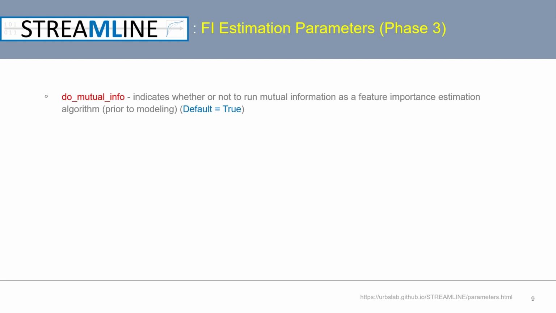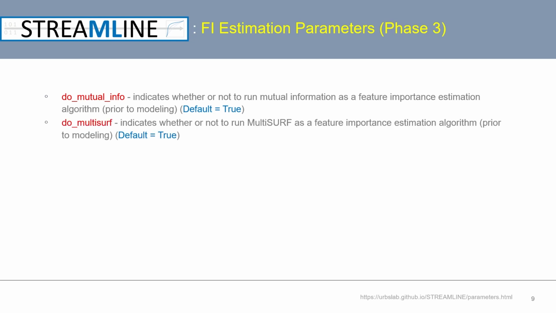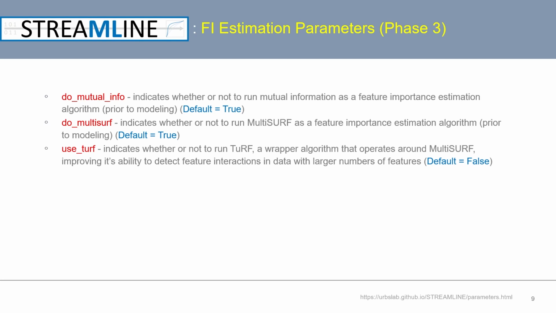Moving on to Phase 3 Feature Importance Estimation run parameters, do mutual info indicates whether or not to run mutual information as a feature importance estimation algorithm prior to modeling. Its default is true. Do multisurf indicates whether or not to run multisurf as a feature importance estimation algorithm prior to modeling, and its default is also true. Use turf indicates whether or not to run a turf wrapper algorithm that operates around multisurf, improving its ability to detect feature interactions in data with a larger number of features. This option is set to false by default.